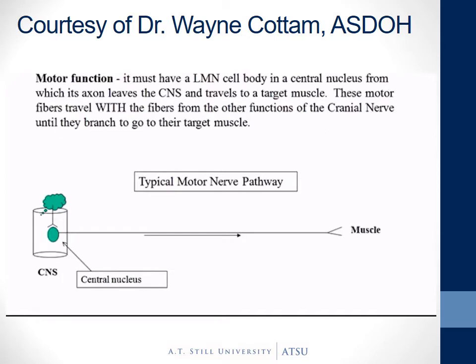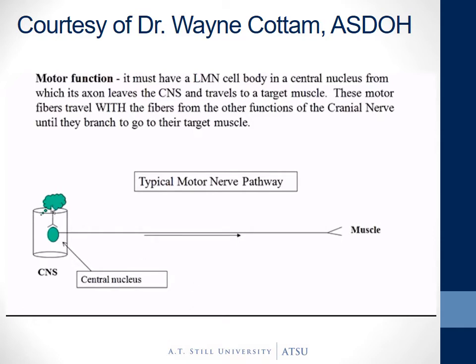This is a review of the motor function of cranial nerves and demonstrates the elements that must be present in the anatomical pathway when a cranial nerve has a motor function. If a cranial nerve has a motor function, it must have a lower motor neuron cell body in a central nucleus from which its axon leaves the central nervous system and travels to the target muscle. It's important to remember that these motor fibers travel with the fibers from the other functions of the cranial nerve until they branch to go to their target muscle.